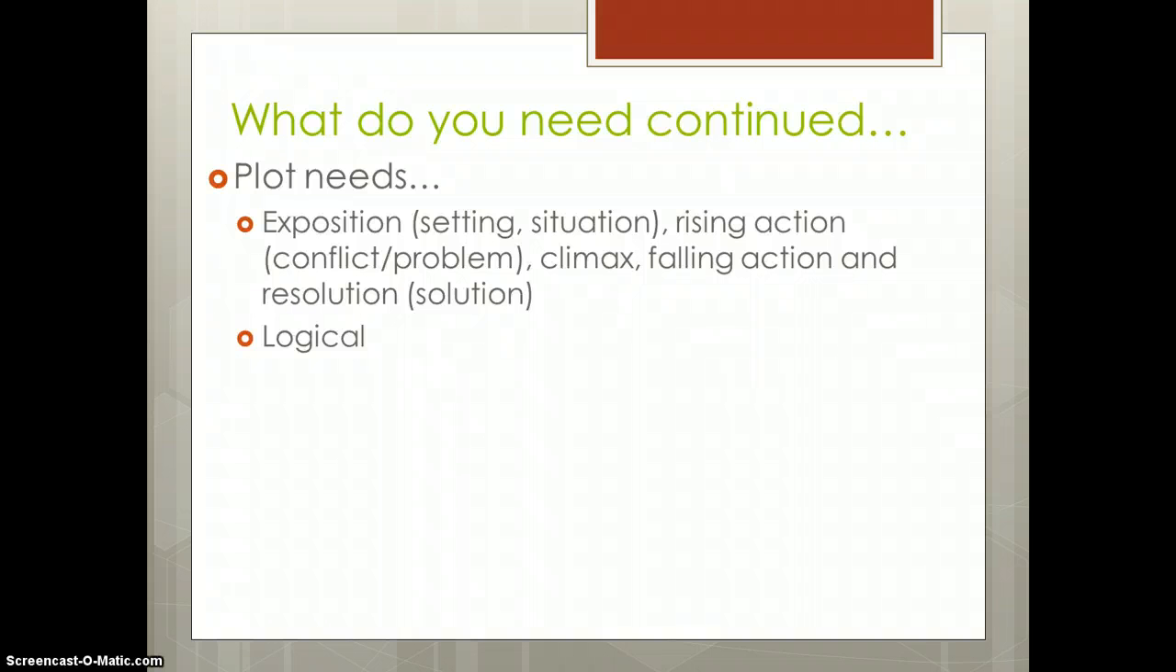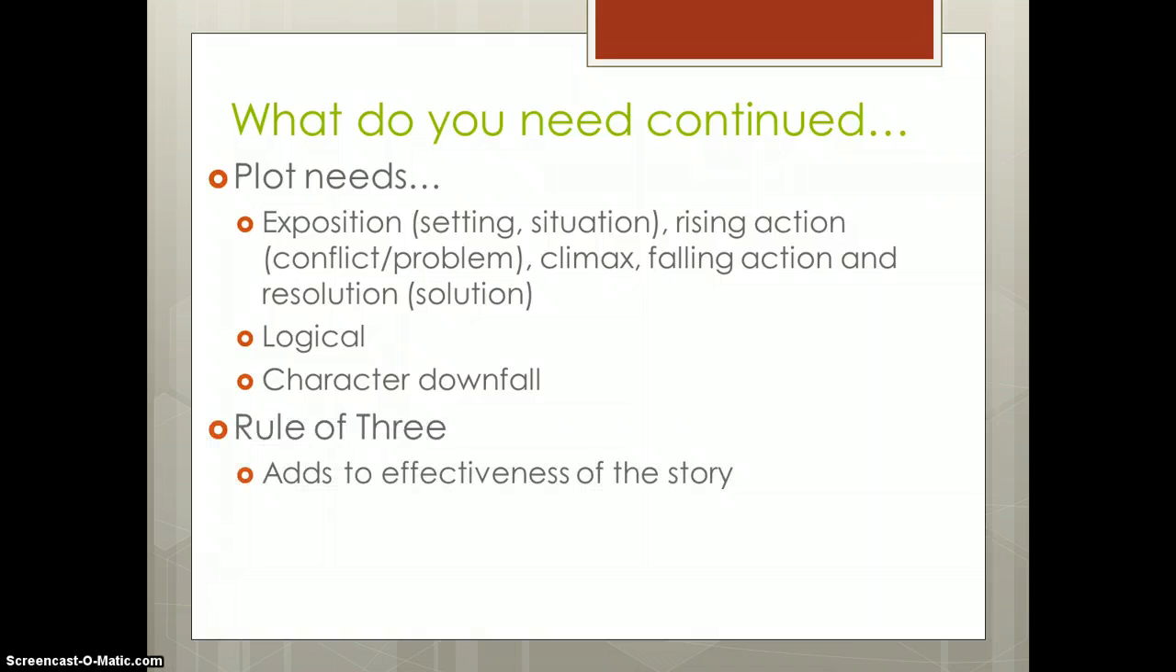Your plot needs to be logical. It needs to go in order. It also needs to have a character downfall. This can be anywhere in the story, you guys, but your character's downfall needs to be their embarrassing moment, okay? You also need the rule of 3 that adds to the effectiveness of your story, like Goldilocks and the Three Bears. We covered the rule of 3 yesterday. A lot of fables and really good storylines always have 3 of something, okay?